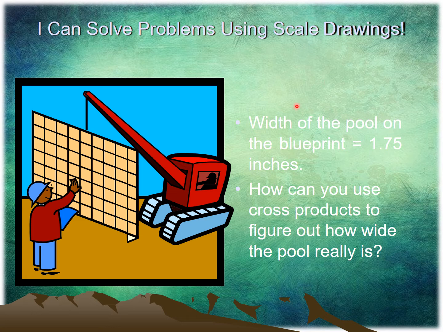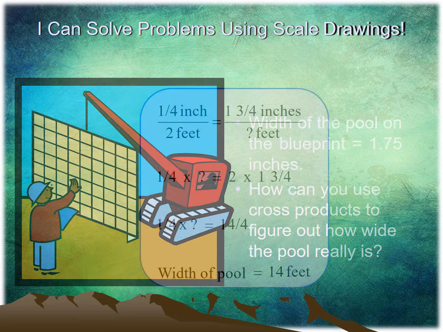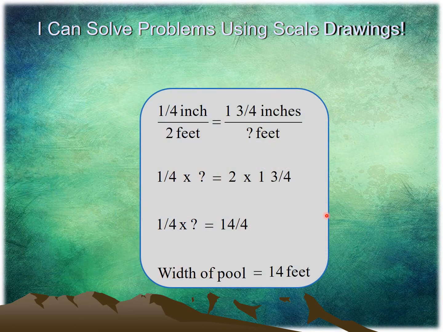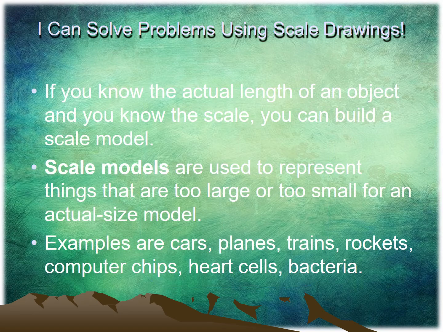Now, width of the pool on the blueprint equal 1.75 inch. How can you use the cross product to figure out how wide the pool really is? We'll use this method and you will get width of the pool equal 14 feet. I can solve problems using scale drawings.